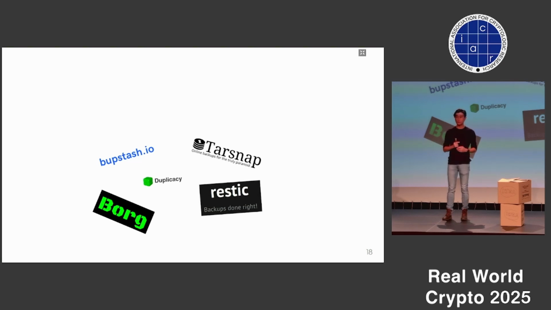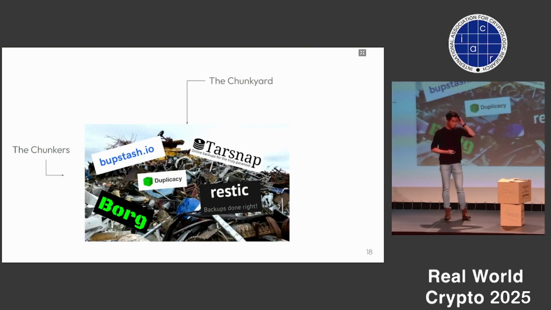For Tarsnap, we had to use a chosen plaintext requirement. That is, you give a file to the user, the user backs it up, and you get the chunks out of that, even though they're encrypted. Anyway, we managed to break all of these. So these are the chunkers. The chunkers are broken, and so they go in the chunk yard.